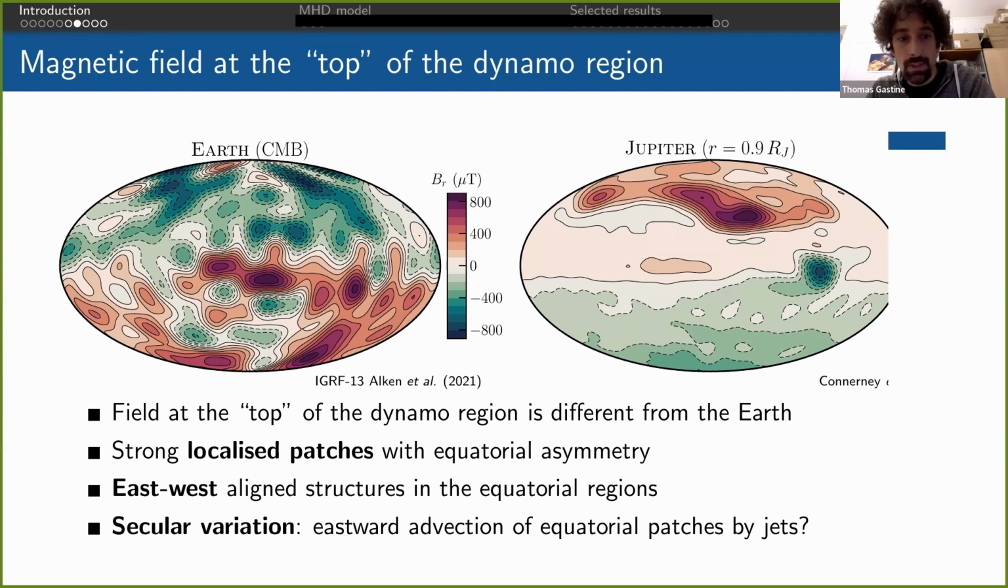So the last question about this field is the secular variation. Using the Juno data, people start to have a feeling of how the Jovian magnetic field could evolve with time by tracking, for instance, the advection or the evolution of these localized features, such as the blue patch. And so far, the Connerney 21 model suggests that this feature has been advected eastward and would correspond to a zonal wind that should be, as I said before, around 1 centimeter per second, around 5 or 6% below the surface.